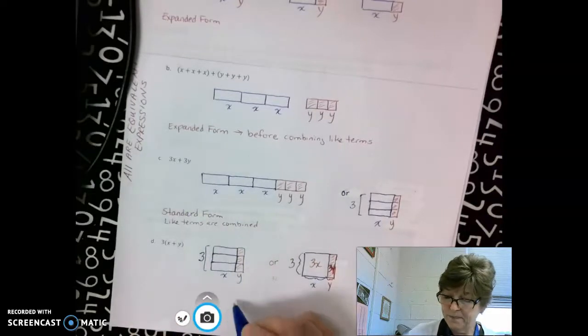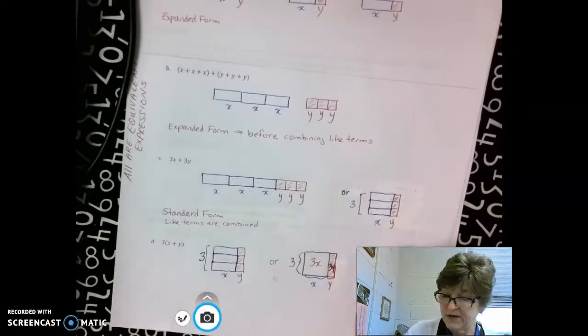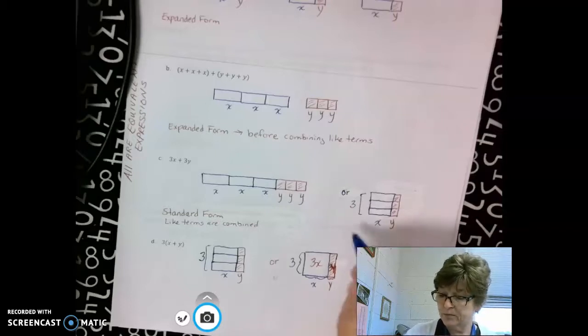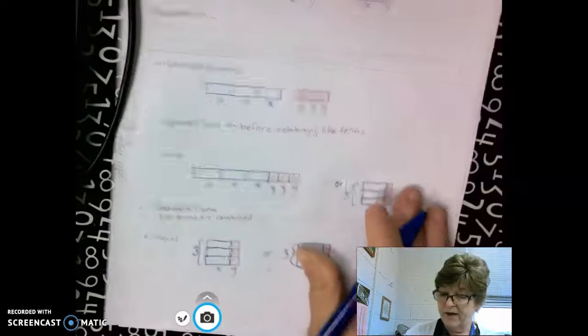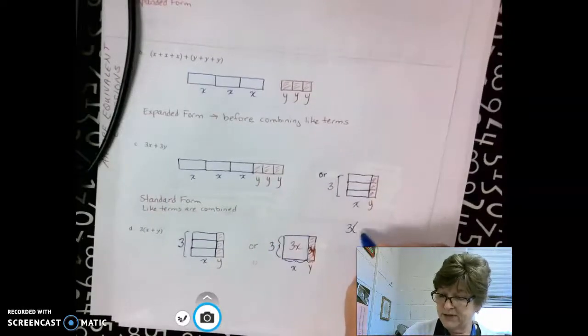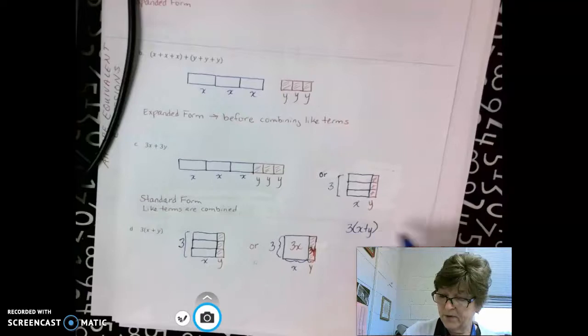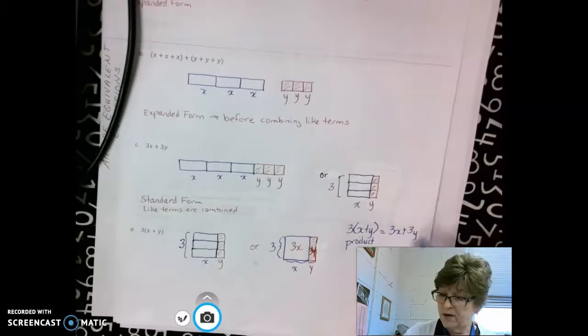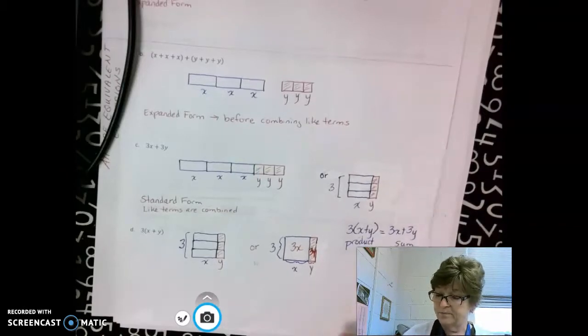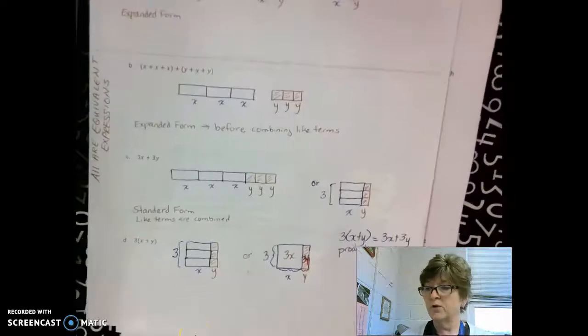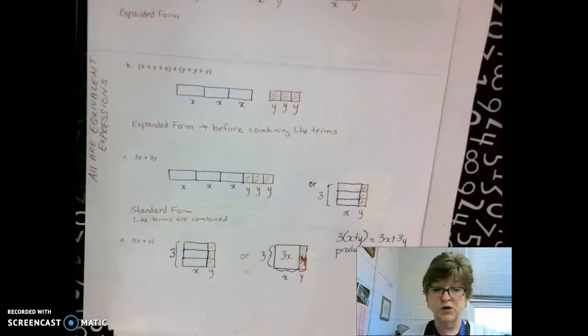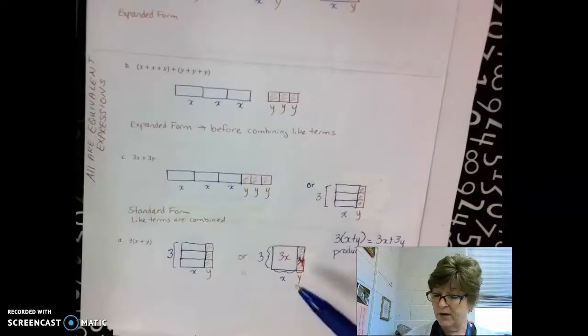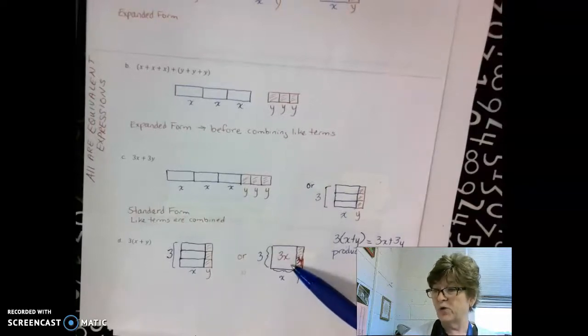3x plus y, if we go back to our definition of the distributive property, we have 3 parentheses x plus y, which is the product, is equal to 3x plus 3y, which is finding the sum. So when you think about which one is the best illustration of the distributive property, you're probably looking at this right here.